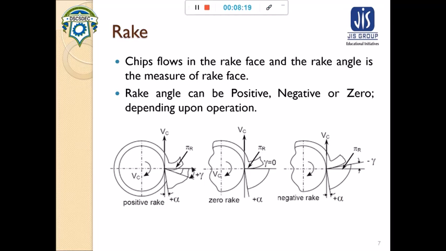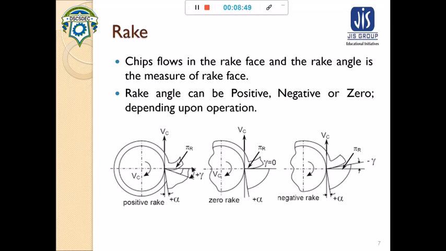So what does the rake do? The main function of the rake is to remove the chip from the workpiece. This function is done by using the rake surface. So the chip flows on the rake surface, and the rake angle is the measure of that rake face. The rake angle can be positive, it can be zero, or it can be negative.